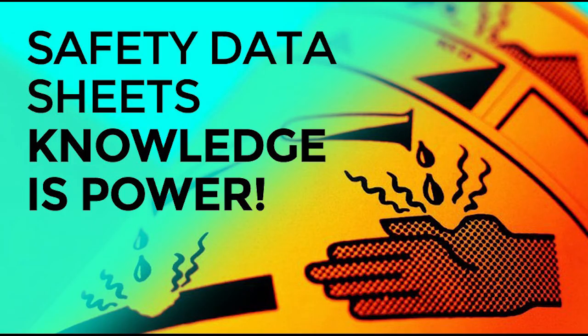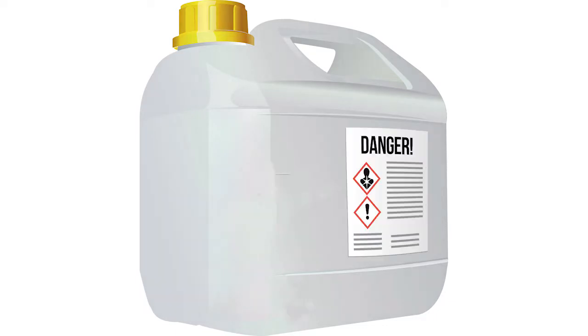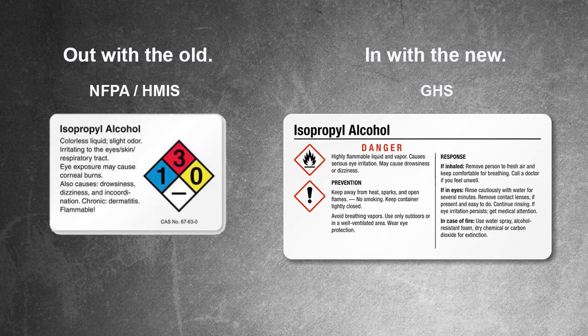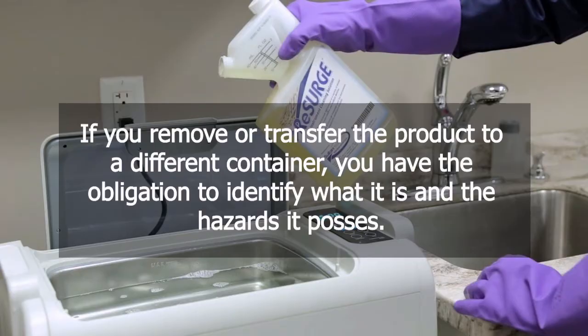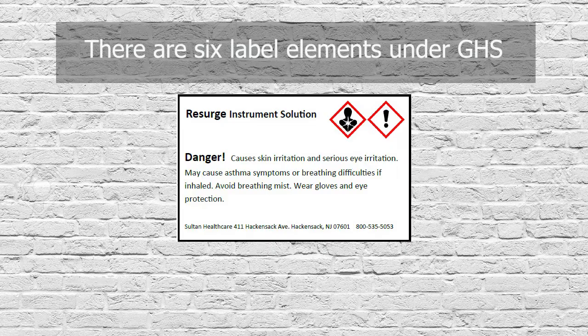In addition to safety data sheets, you have the obligation to make sure chemicals are properly identified. Although the system for labeling has changed, the fundamentals haven't. If a product is in its original packaging, it's up to the manufacturer to identify it and convey the hazards. If you remove or transfer that product to a different container, then you have the responsibility to identify the contents and hazards according to the revised standard.